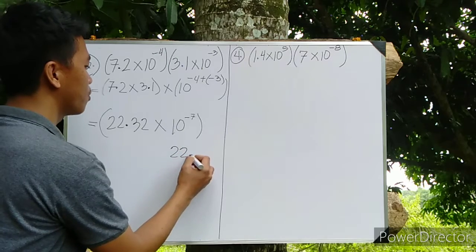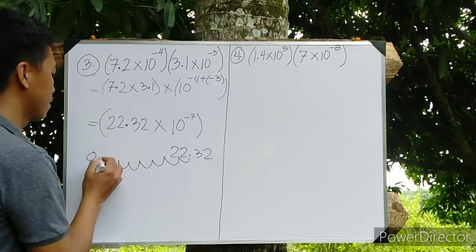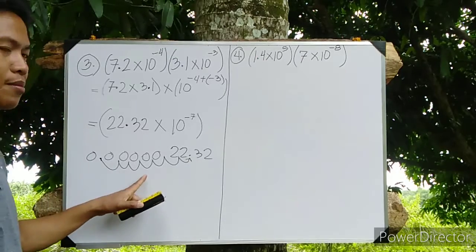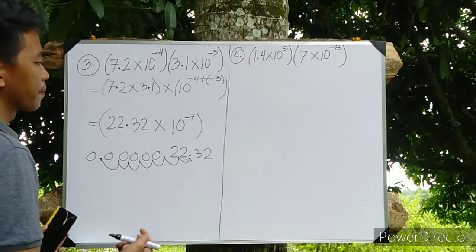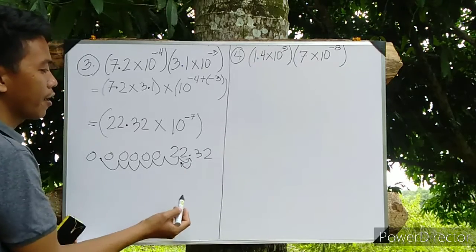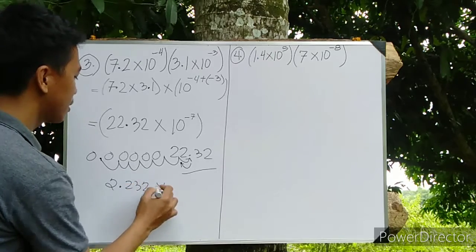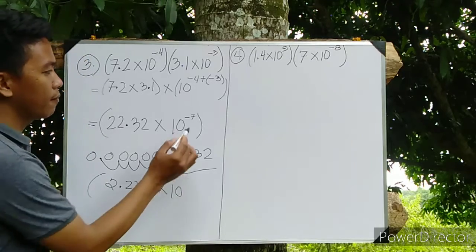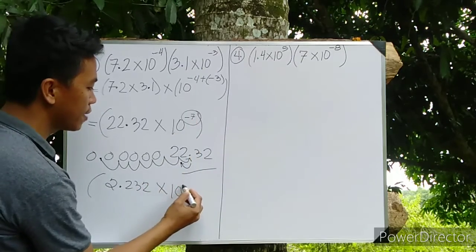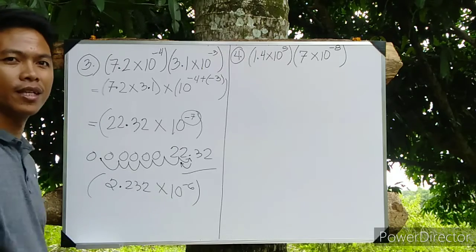So we have 22.32. So 1, 2, 3, 4, 5, 6, 7. Okay, so ito yung ating movement, the decimal number. So we should go back, or let's move backward to here. Okay, para yung ating value is less than 10. So we have now 2.232 times 10, and then yung ating power na negative 7, since we move backward, so we will subtract 1 from that. So magiging negative 6 na lang yung ating movement. So the answer is 2.232 times 10 to the power of negative 6.